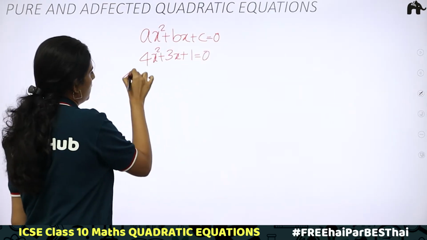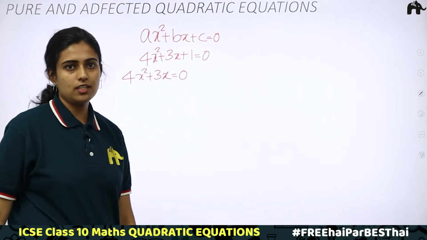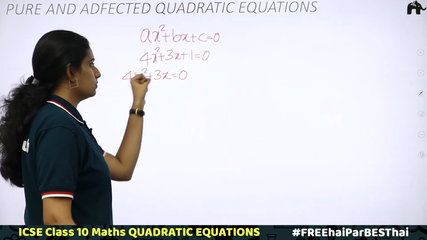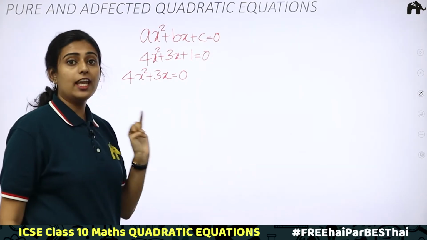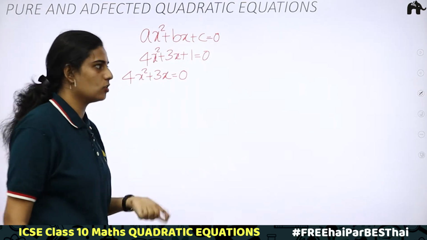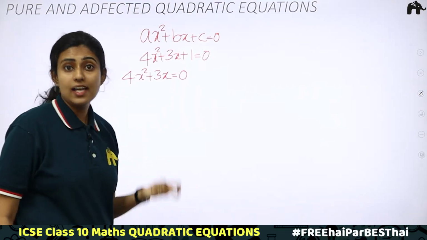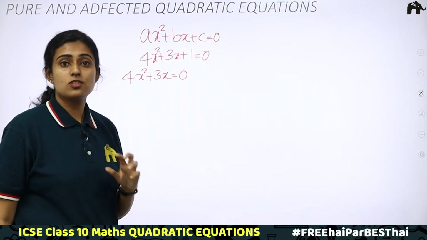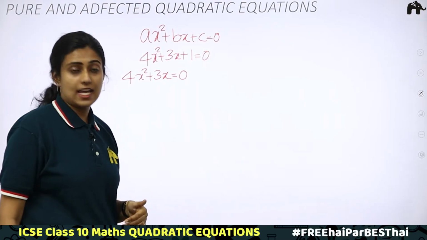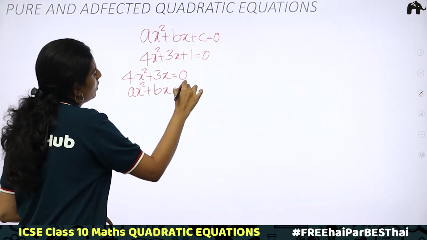Now, we'll take another example. 4x square plus 3x is equal to 0. Is this a quadratic equation? Check the condition. First condition, highest degree of x is 2. Satisfied? Second condition, a, b, c are real numbers. Here we don't have a c. What does that mean? c is equal to 0. 0 is a real number. a is equal to 4 is a real number. b is equal to 3 is also a real number. So, second condition is also satisfied. Third condition, a not equal to 0. Here a is equal to 4. That is also satisfied. Now, this is of the form ax square plus bx is equal to 0.